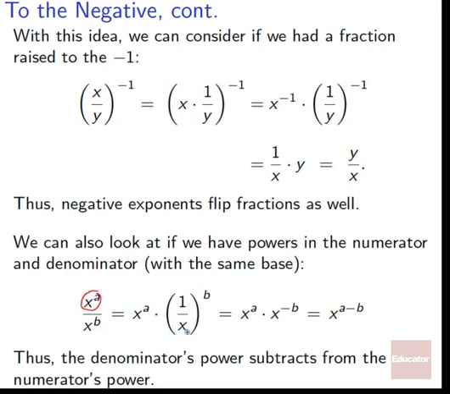So x to the a times 1 over x, and that whole thing to the b, is equal to x to the a times x to the negative b, because 1 over x is equal to x to the -1. So 1 over x to the b is equal to x to the negative b. And now x to the a times x to the negative b, that combines through addition, which in this case will become subtraction. So we've got x to the a minus b. Thus, the denominator's power subtracts from the numerator's power. That's another thing that we've got out of this.